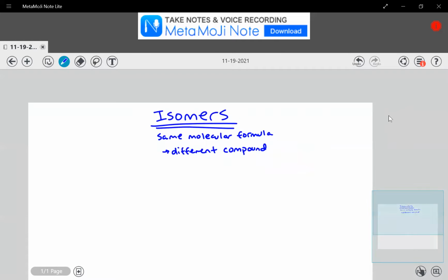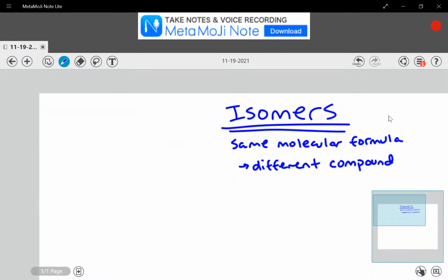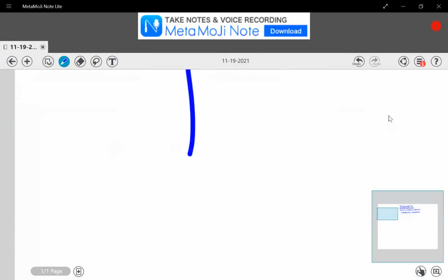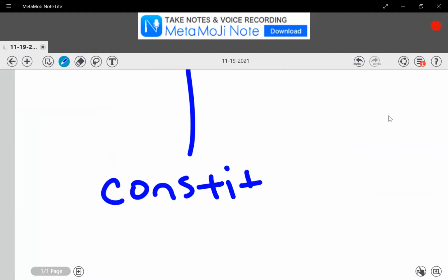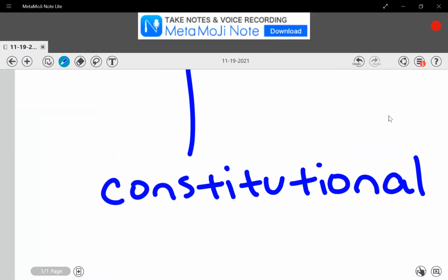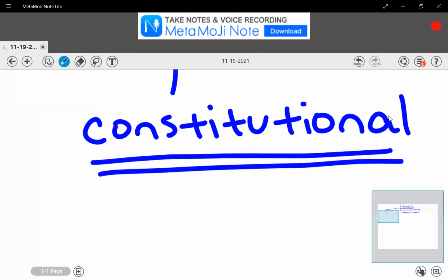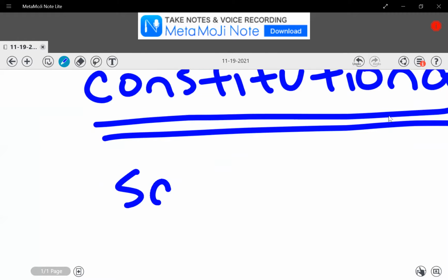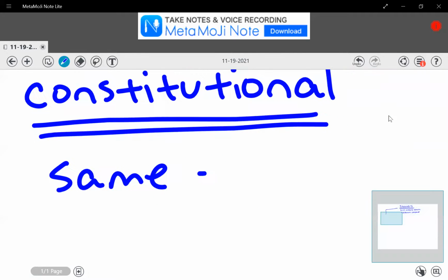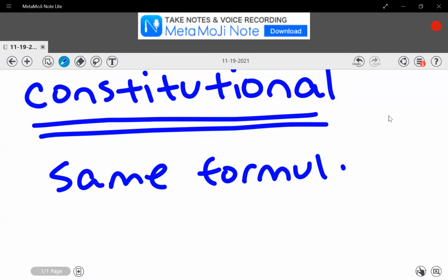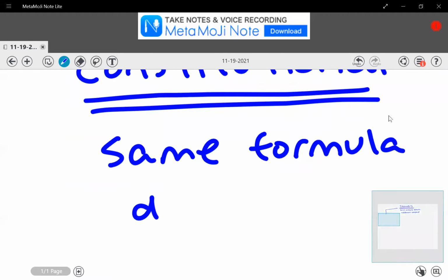And these guys can split into two things. First one is one that we barely talked about, or not me, I guess. Teachers barely talked about it. So it's probably our favorite. Constitutional. All right. So constitutional, really simple, really nice. It'll become your favorite real fast. Same formula. Different connectivity.